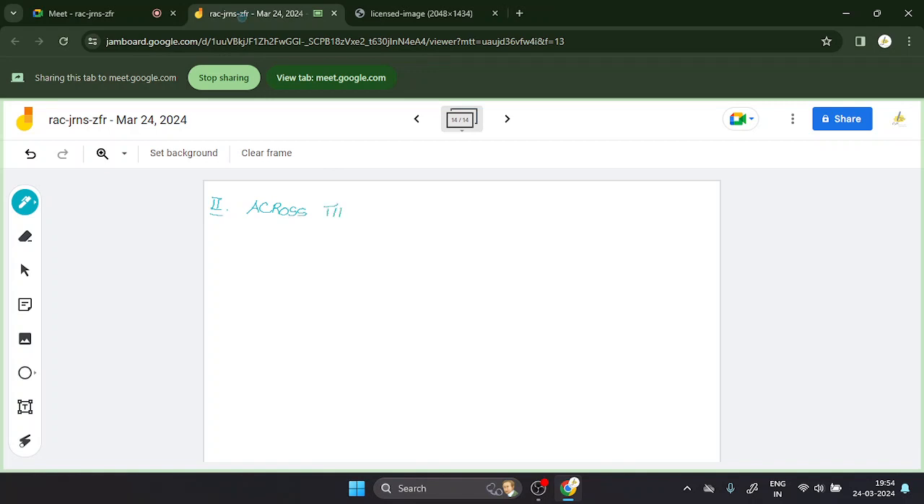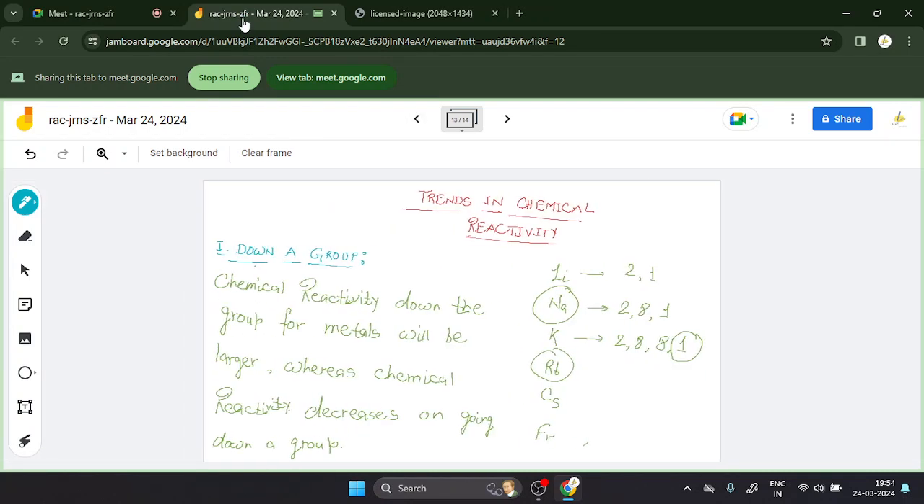Across the period. Now let me give you one more example of down the group. For example, fluorine, chlorine, bromine and iodine. Fluorine, chlorine, these are halogens, right? Halogen group. Okay, so on going down the group, what will happen?